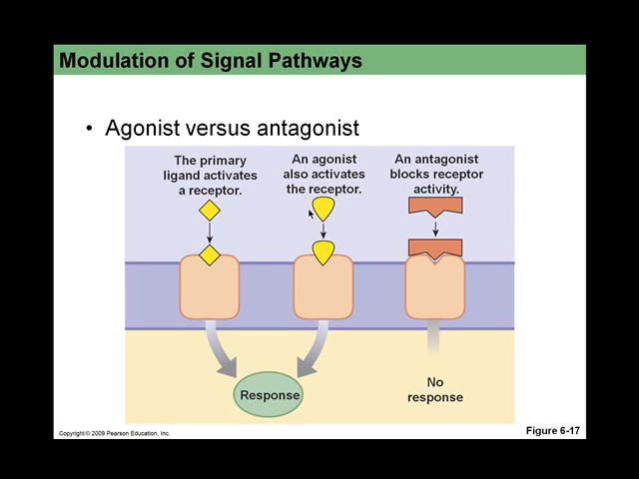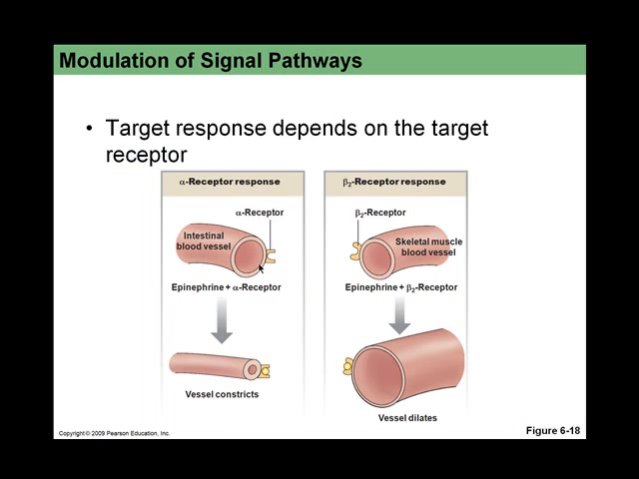In that case, it would be an agonist. The heroin would be an agonist to the endogenous opioid receptor. So hopefully those examples helped you understand that. It's a great system to think about, the opioid-opiate system, to make that point. So continuing on with this idea of the modulation of signal pathways, let's think about the effects for a target response that depends on the target receptor. So the alpha and the beta receptors, the adrenergic receptors, are great examples.